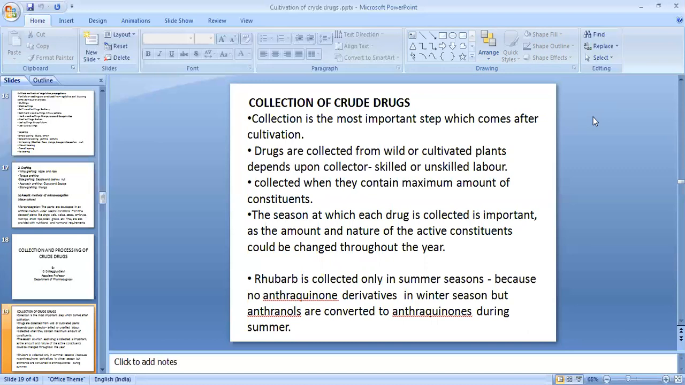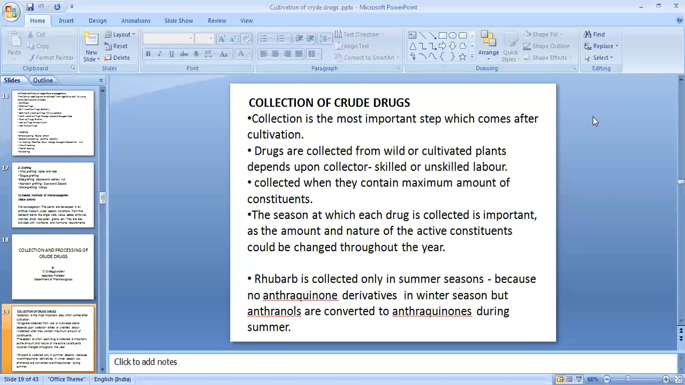And also we have to look into the exact season when you are going to collect the crude drugs, because the season will influence the amount and nature of the active principles present in the crude drug. The presence of the active constituents may change throughout the year. That is why season is one of the main criteria you have to take into account during the collection of crude drugs.